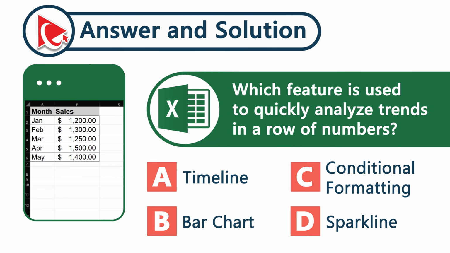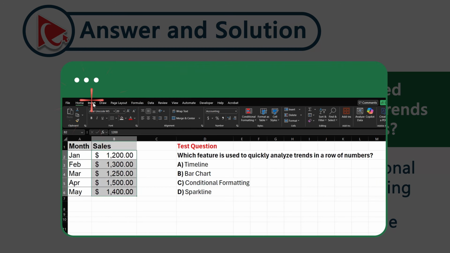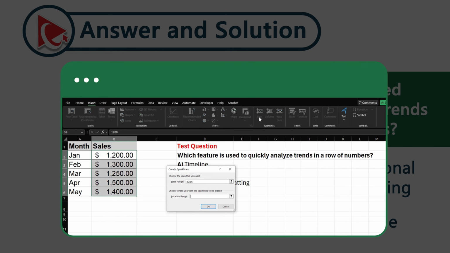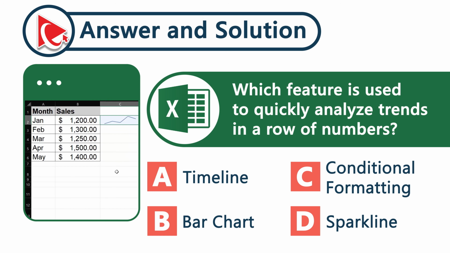As you might have guessed, the feature is called Sparkline, and this is how you access it. You select the data that you need to analyze, then you navigate to Insert, Line, and then in the location range, you will add a value where the final chart will show up. And the correct answer here is choice D, sparkline.